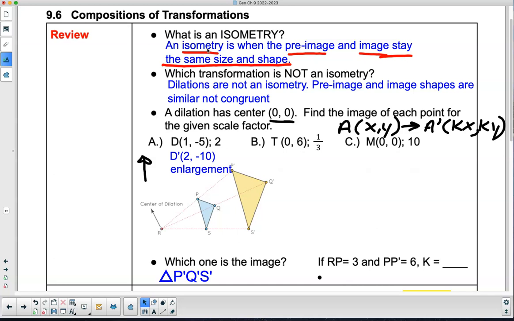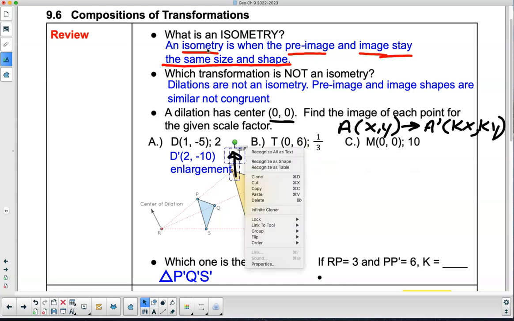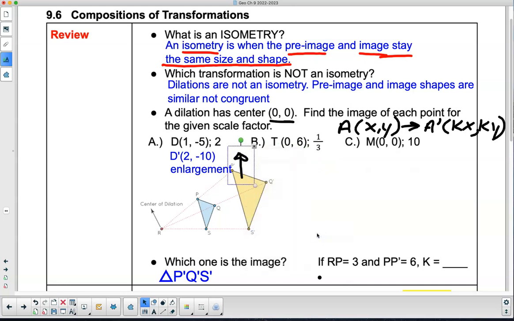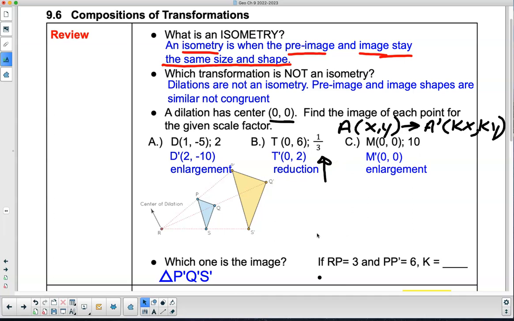Okay, so hopefully you know that 1/3 times 0 is 0, and 1/3 times 6 is 2. So I've got that, but it's a reduction because the 1/3 is between 0 and 1. Now, this one is kind of tricky because when I multiply 10 times 0 and 10 times 0, I get 0, but it's an enlargement, not because of the result, but because the value that I'm multiplying by is greater than 1, it's got to enlarge the figure.